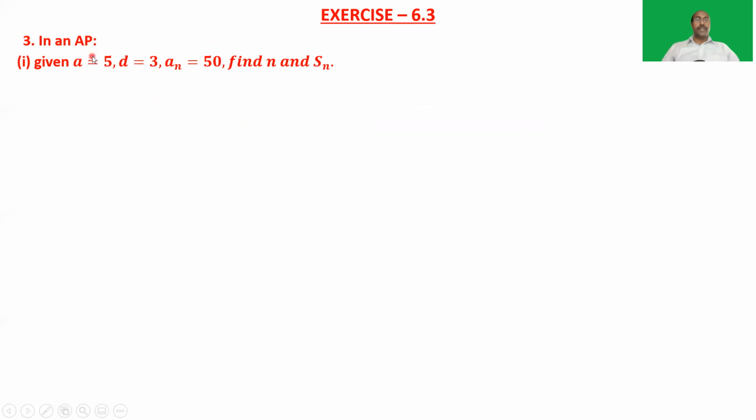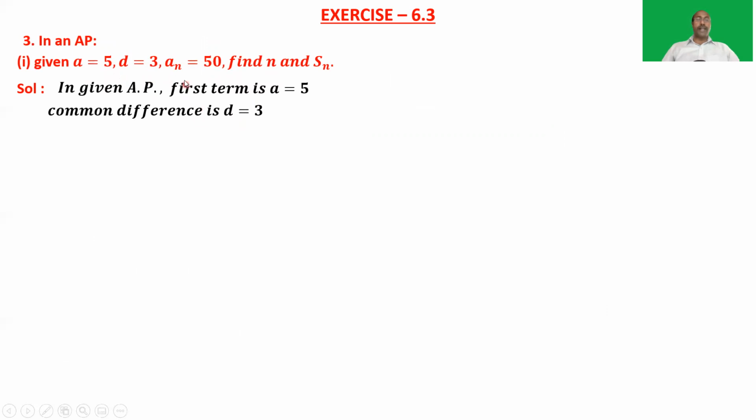So in arithmetic progression, first term a is equal to 5, common difference d is equal to 3, and we need to find n, and also given nth term is 50. Using this hint, we can find the value of n, and after that we can find Sn. Okay, so it's given that an is equal to 50. As an is equal to 50, a plus n minus 1 into d is equal to 50.